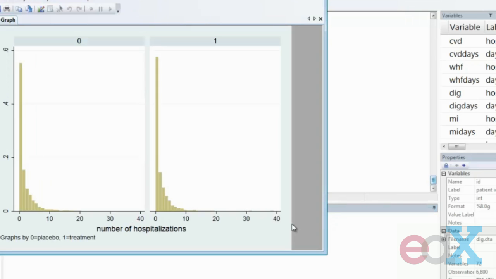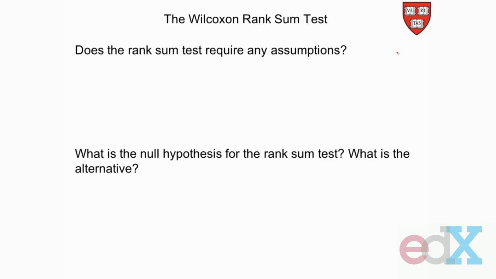As you can see, the distribution of the number of hospitalizations is similar between the two groups, and they're non-normal and right skewed. So we know we have non-normal data, so we can't use a t-test because the assumptions of the t-test don't hold. So we're going to use the Wilcoxon rank sum test.